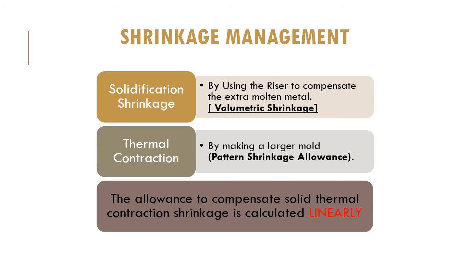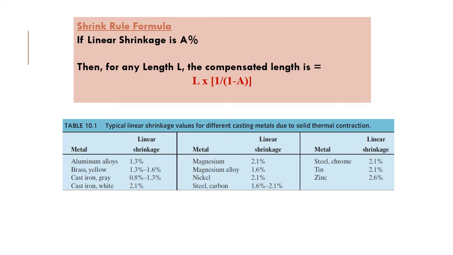So the allowance to compensate for solid thermal contraction shrinkage is calculated linearly. The shrink rule formula: if linear shrinkage is A, then for any length L, the compensation length is equal to L times 1 over 1 minus A. If you can see from the table, the typical linear shrinkage for each material is presented in the table below.